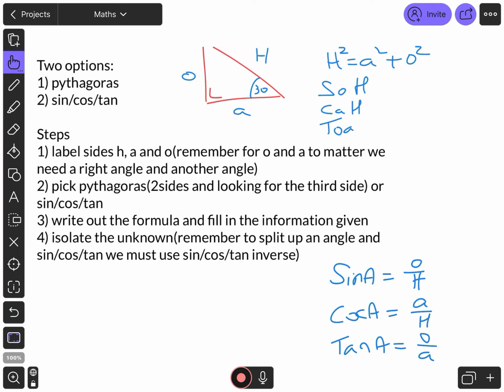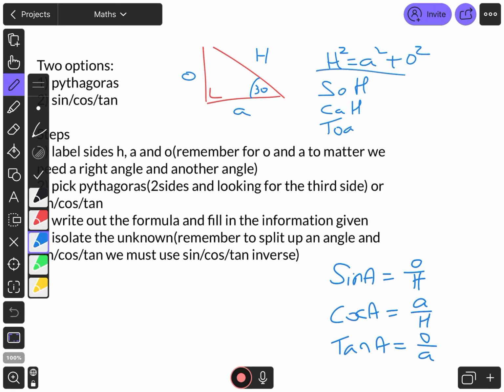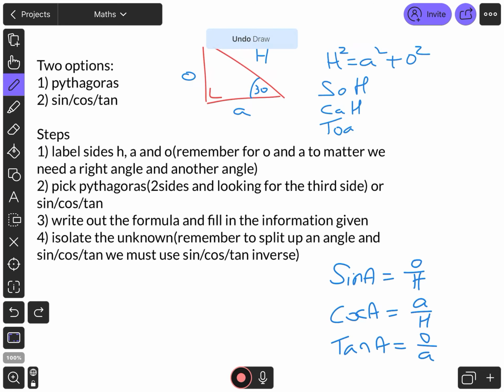So there's our first three steps. You label your sides, you pick either Pythagoras, sine, cos and tan. So you're either writing this or you're writing one of these three. And then the next step is write out the formula, fill in the information. So fill in H, O, A or the angle. You'll have two out of the three pieces, you always do, and you'll be looking to find the third. To find the third, then you isolate that unknown. So you'll try and get the value that we don't know on its own. But remember, if you're trying to find the angle in sine, cos and tan, you must use what's called sine inverse, cos inverse, tan inverse.